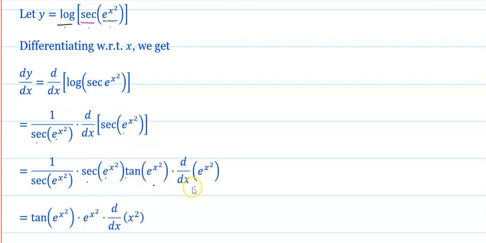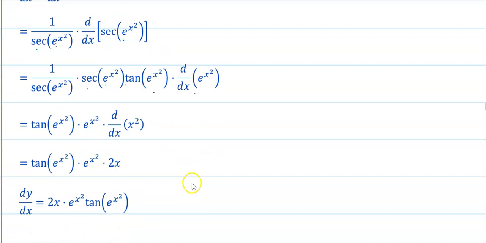Next, d/dx of e raised to x square. Again, what is the derivative of e raised to x? The derivative of e raised to x is e raised to x. But here it is x square, and that's why we have written here d/dx of x square. What's the derivative of x square? It is 2x. Now the simplification.